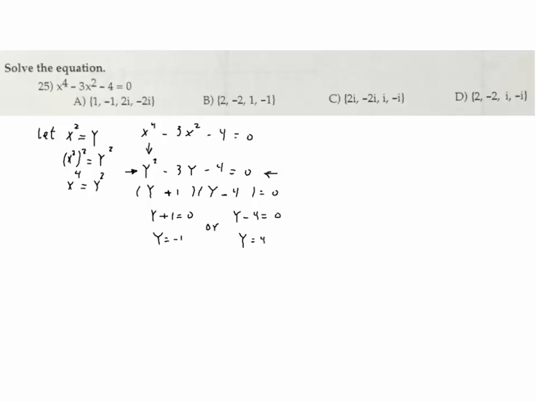Okay. Remember, we're solving for x, not y. So we go back to the original assumption. We assume that y is equal to x squared. So there are two conditions to check here. When y is equal to minus 1, and also when y is equal to 4. So when y is equal to minus 1, in this case, then we get minus 1 is equal to x squared. So in this case, can somebody tell me how do you solve for x?